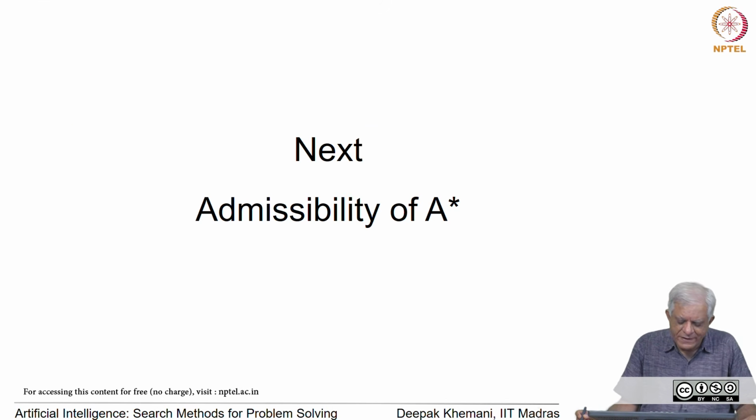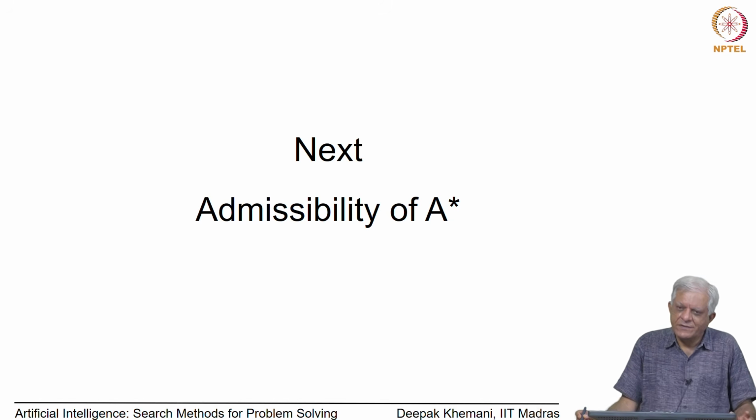What we will do next is to see under what conditions A star guarantees an optimal solution. We will give a proof of the fact that under those conditions A star will always find the optimal solution, and we will also show that if we have a more informed heuristic function which is closer to the actual cost of a path, then A star will do less work in terms of the number of nodes that it will explore for finding the optimal solution.